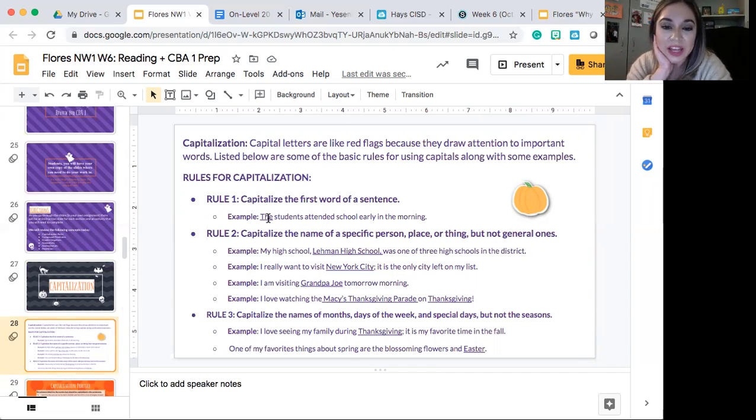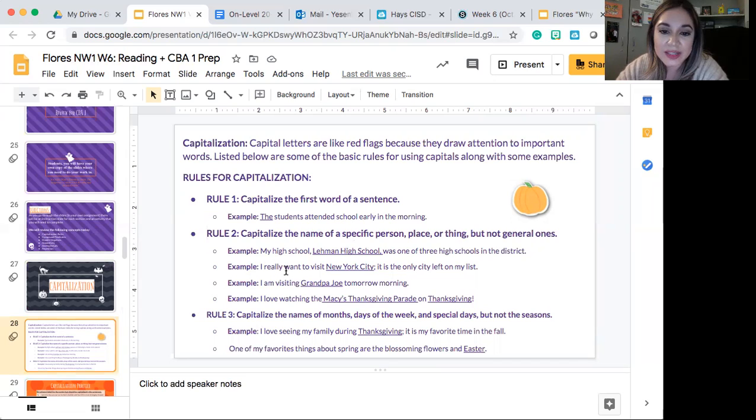Rule 2, capitalize the name of a specific person, place, or thing, but not general ones. So for example, my high school, Lehman High School, was one of the 3 high schools in the district. Lehman High School is capitalized because that is the name. But "high school" in general, you would not capitalize.